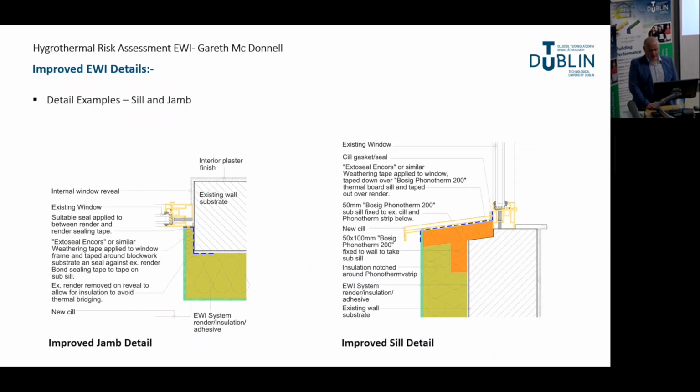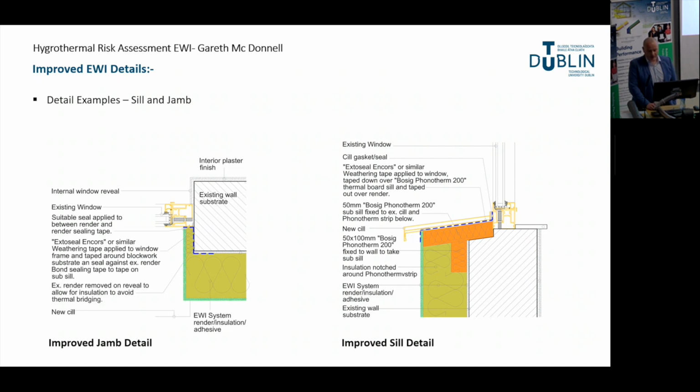So some suggested improvements to the details were looked at. At the jamb, a suitable weathering tape could be dressed around the reveal from the render onto the window frame, protecting the blockwork/window interface before the EWI and proprietary seals are applied.